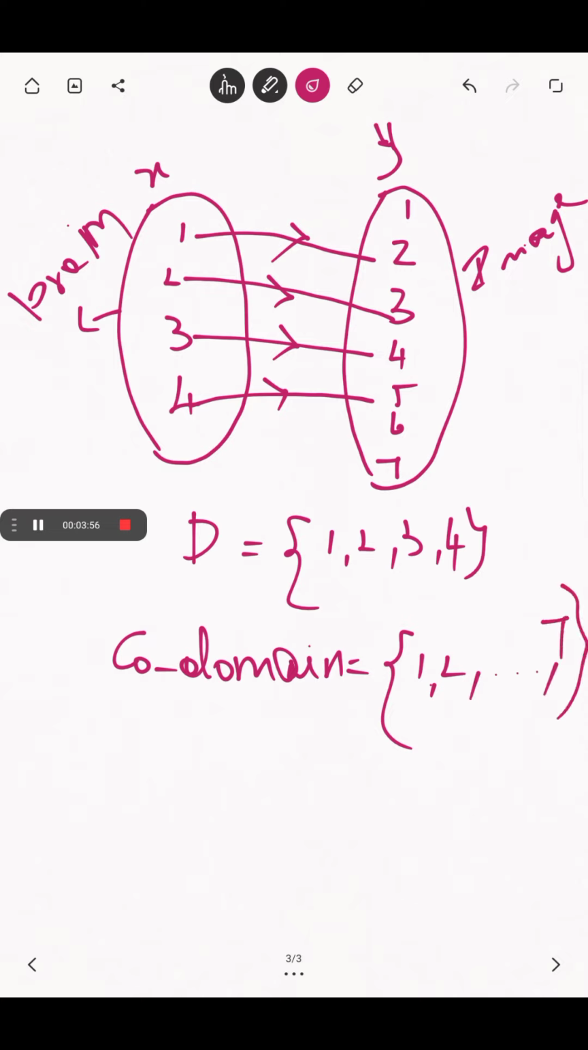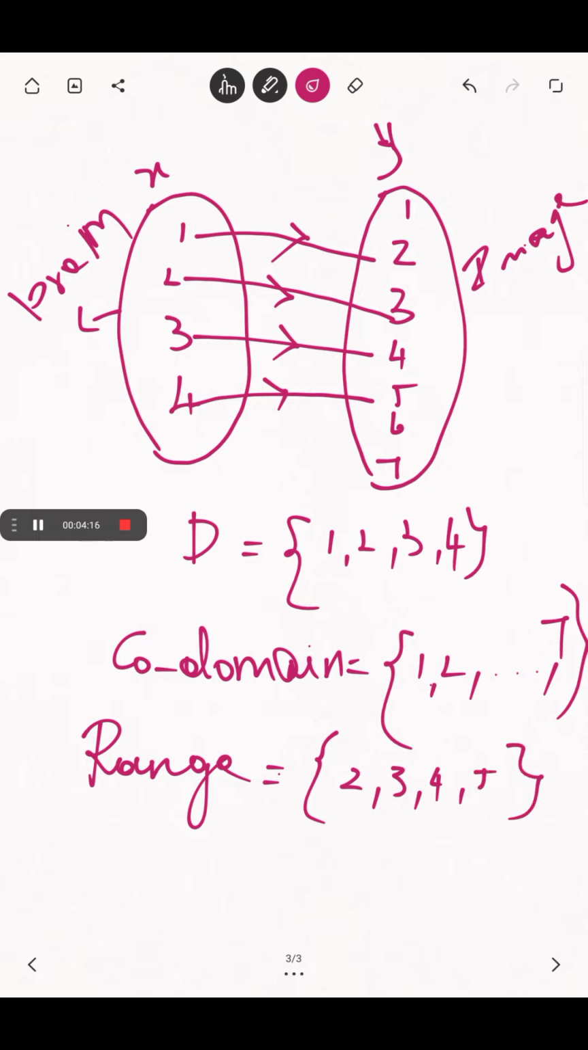This is the codomain. Range means the set of images. All the images are considered as the range. That means 2, 3, 4, 5. This is the range. I hope you understand domain, codomain, and range.